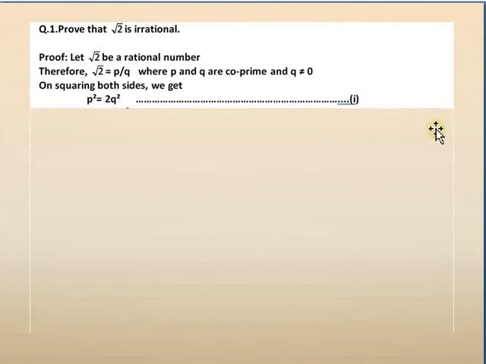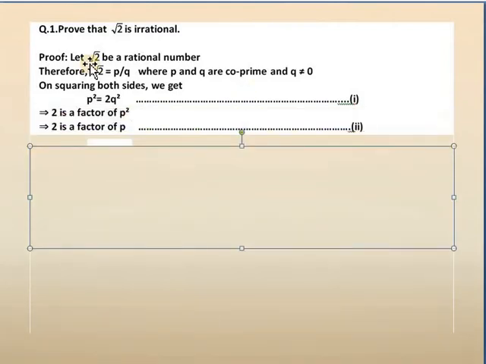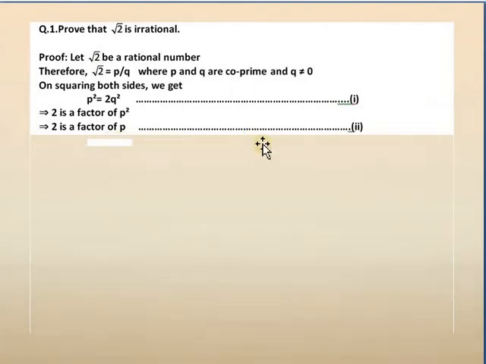This is the most important part. So let's write that step. 2 is a factor of p square, therefore 2 is a factor of p also. This is very important. This is equation number 2. This is the key. So we got that p has got a factor, that is 2.